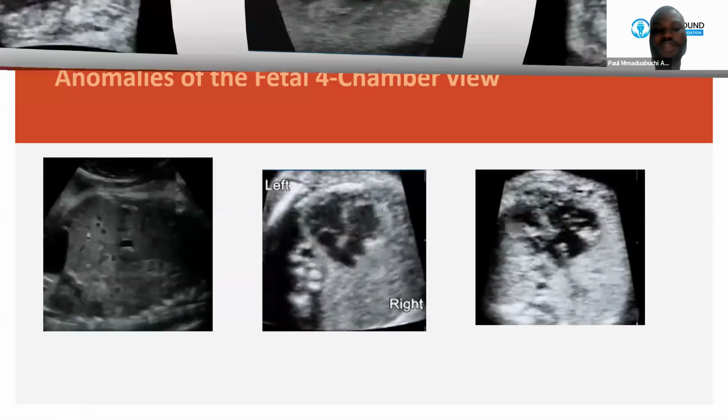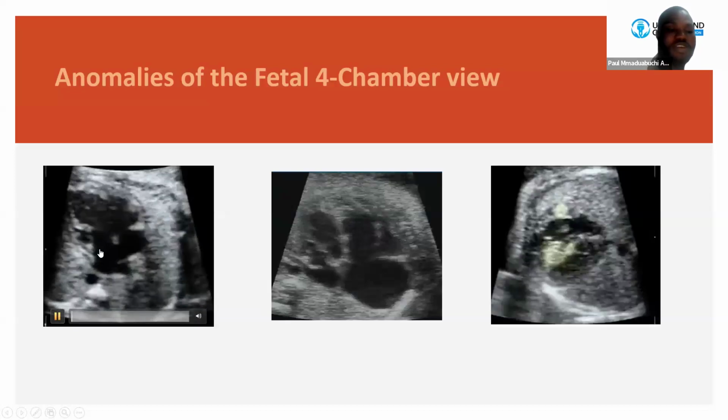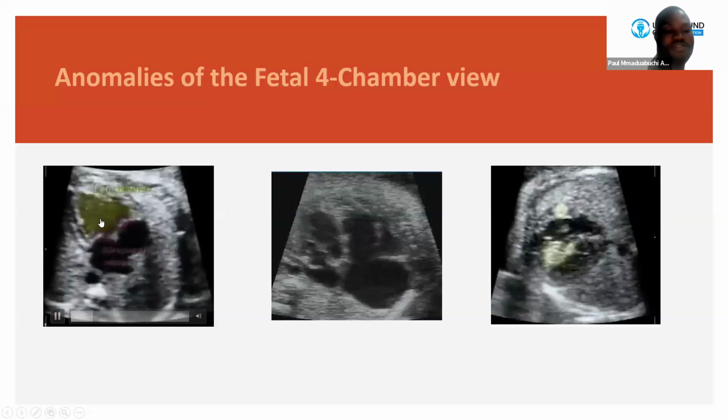So the last one, okay. This one is a case of double inlet ventricle, where you have both the mitral valve and the tricuspid valve flowing into one ventricle. If you look at it, you could see the right ventricle here, and you'll be able to see that both the tricuspid valve and the mitral valve are flowing into one ventricle at this place.